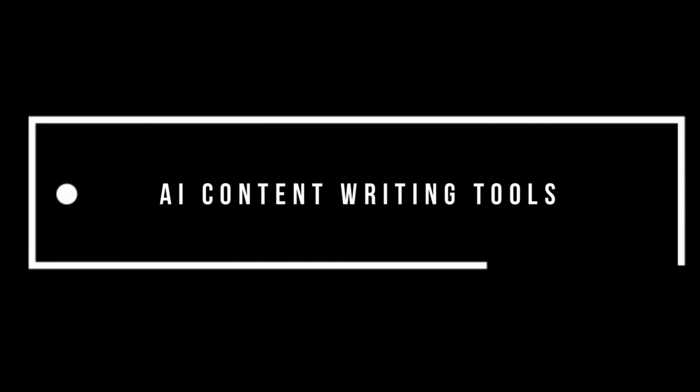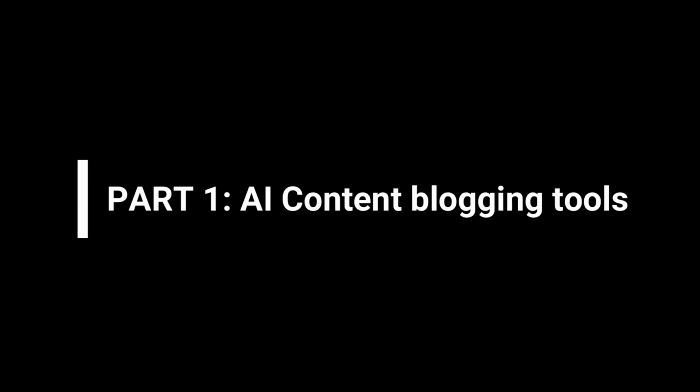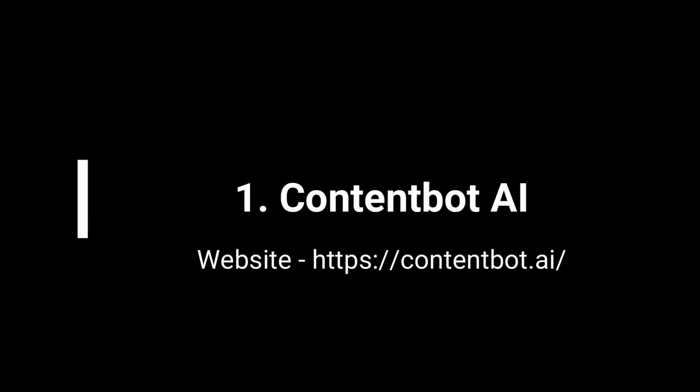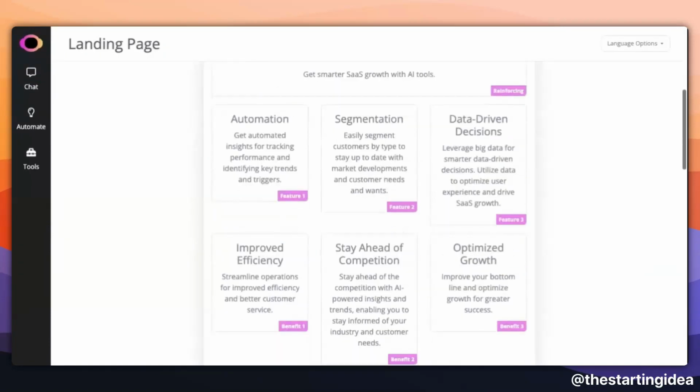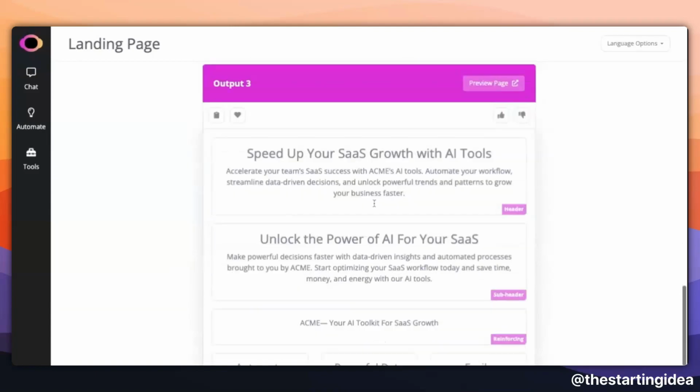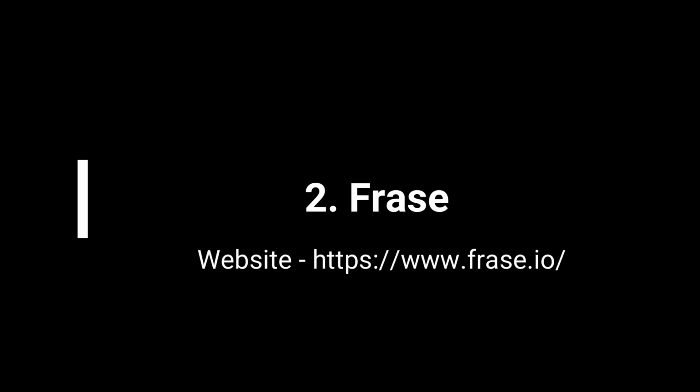AI content writing tools. Part 1. AI content blogging tools. 1. Content bot AI. Enter your product name, description, and keywords and get a fully fledged landing page within seconds of doing it using AI.